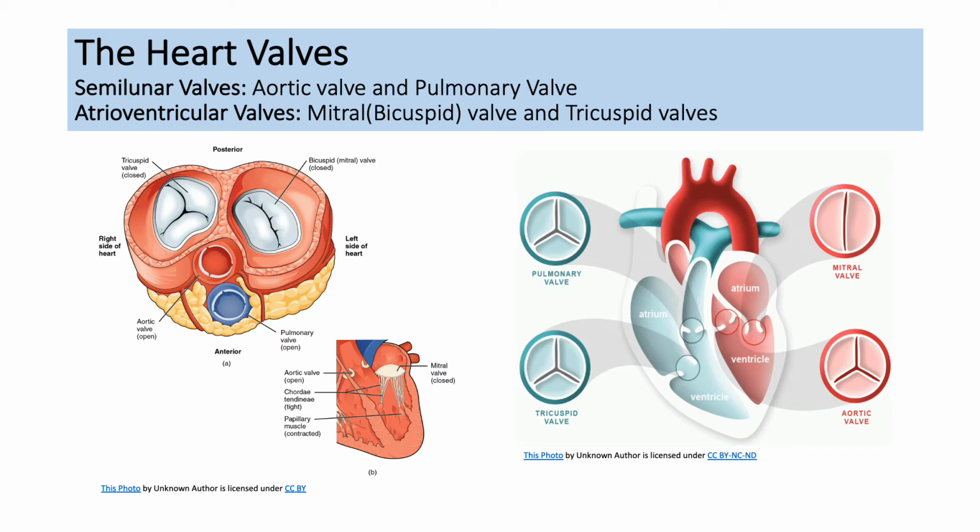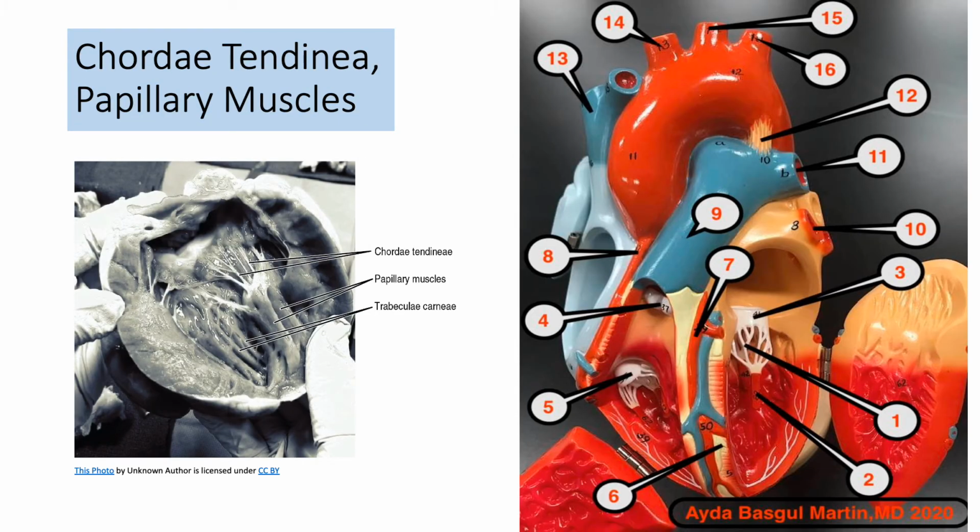The atrioventricular valves, like the name says, are between the atrium and ventricle. The mitral valve has a bicuspid shape, meaning there are two cusps, and the tricuspid valve is located on the right side between the right atrium and right ventricle and has three cusps. When working correctly, the cardiac valves ensure a one-way system of blood flow.